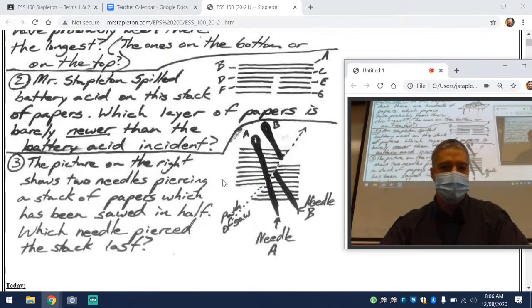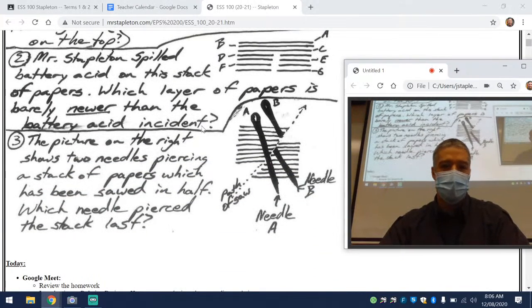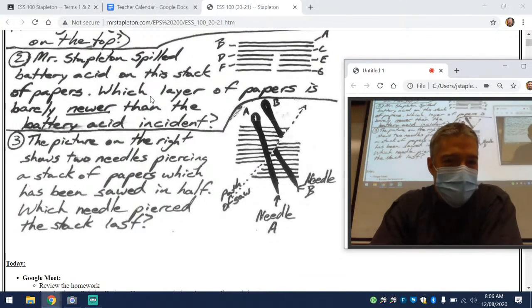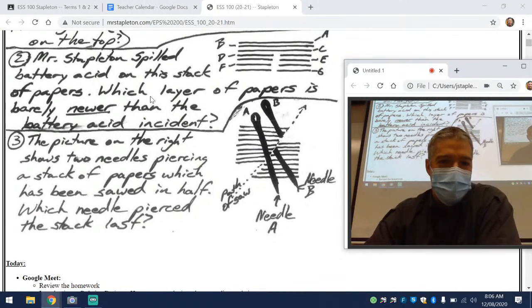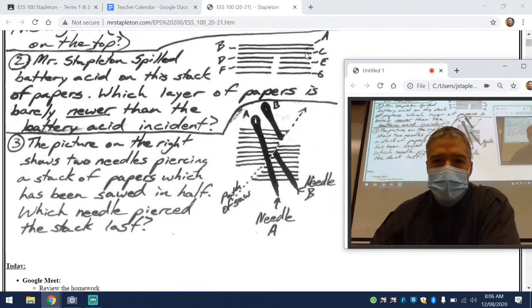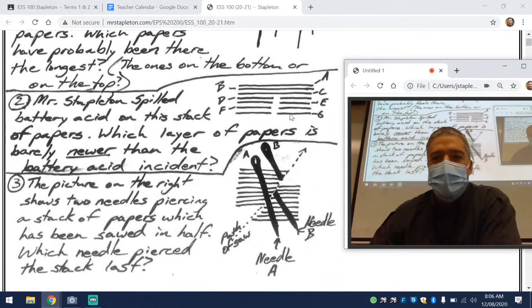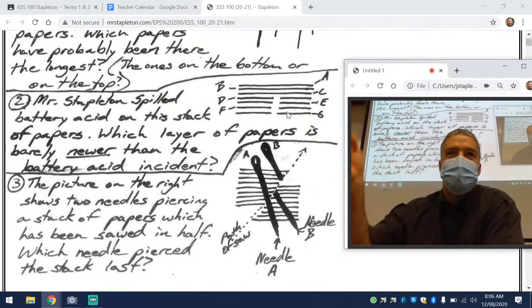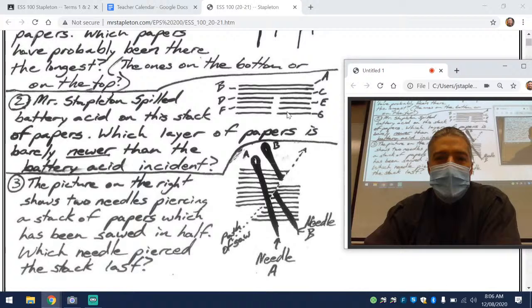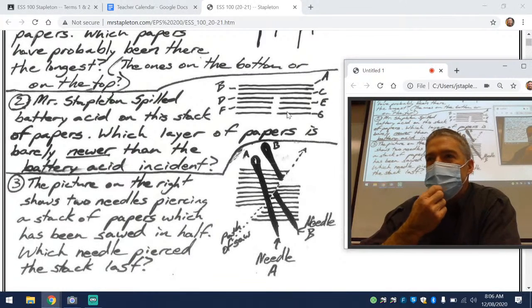All right, so now there's this other question. Questions 2 and 3 are really similar. They use the same principle. Number 2 says, Mr. Stapleton spilled battery acid on his stack of papers. Which layer of papers is barely newer than the battery acid incident? So I've got papers A, B, C, D, E, F, and G. 1, 2, 3, 4, 7 papers were on my desk. At some point, I spilled some battery acid on these papers. And so which paper came right after the battery acid spill?